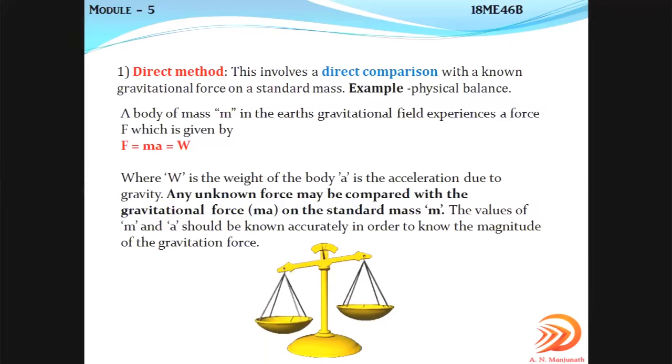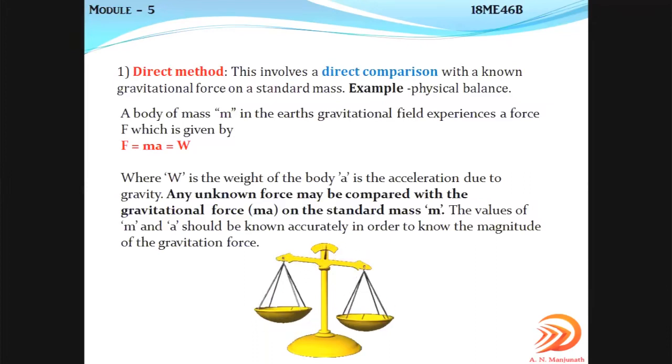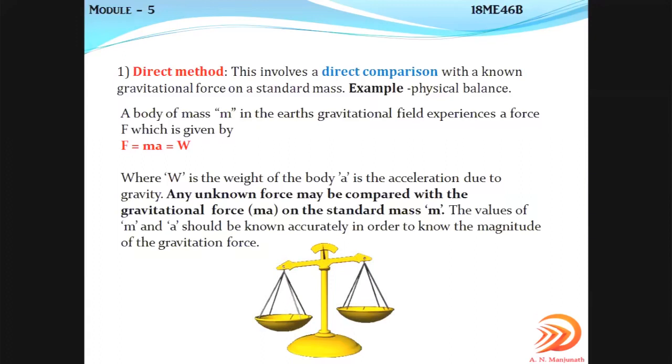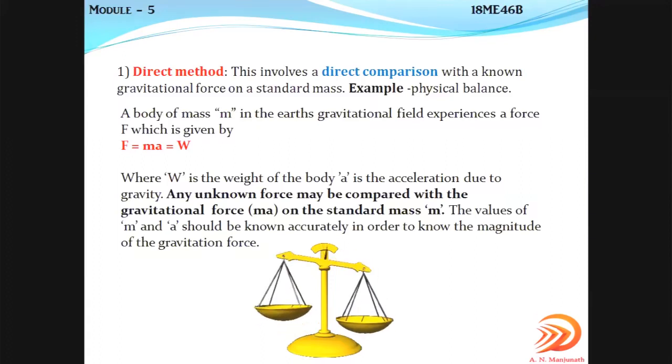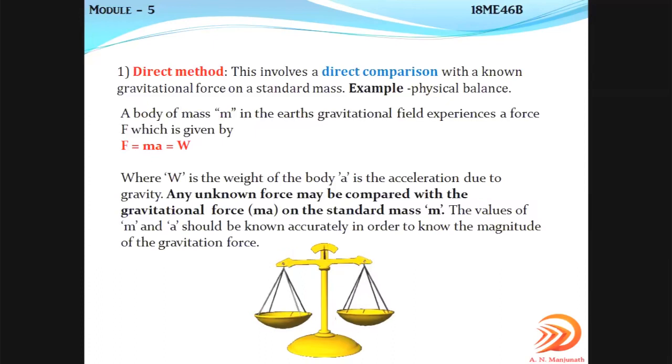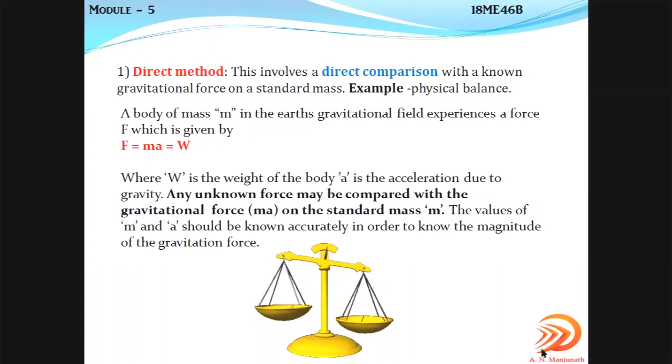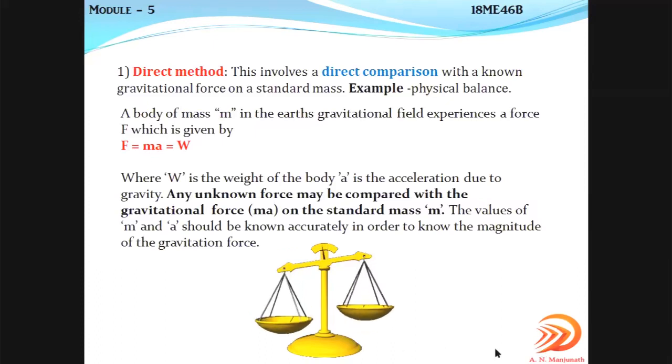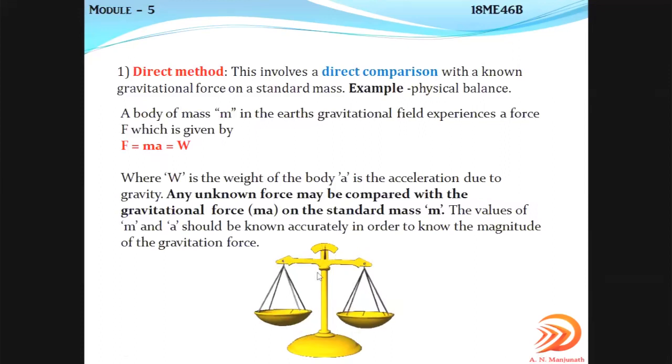is mass into acceleration, right? That is, a mass in a gravitational field experiences a force. That is, force is mass into acceleration, which is nothing but the weight of a body, which you are actually measuring using this analytical balance.